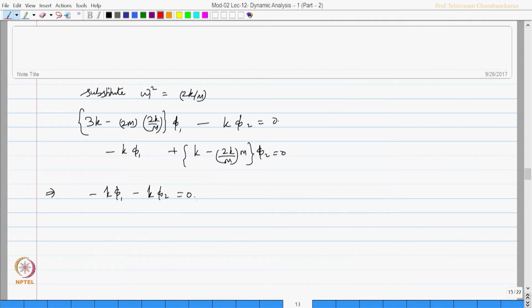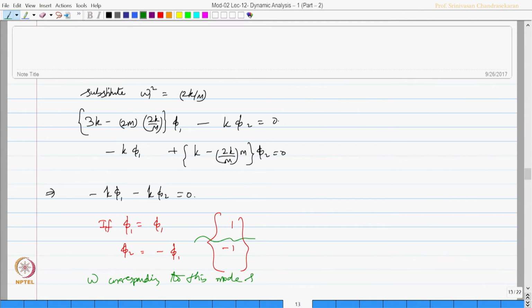If phi 1 is phi 1, phi 2 is minus phi 1. So, the mode shapes corresponding are 1 and minus 1. Since there is a 0 crossing between them, the frequency corresponding to this mode shape cannot be the fundamental frequency, because the fundamental frequency will have no 0 crossing.